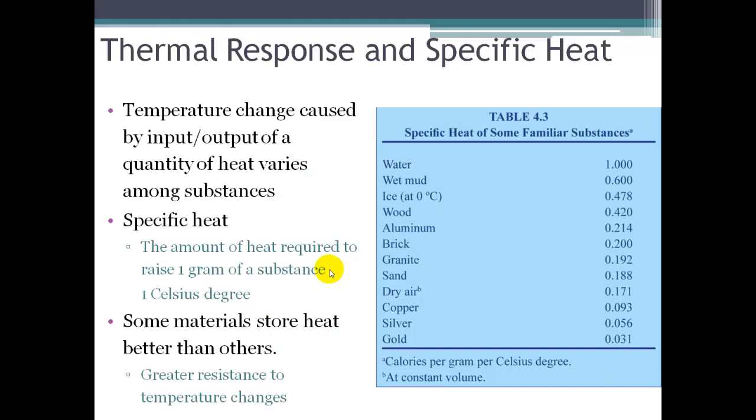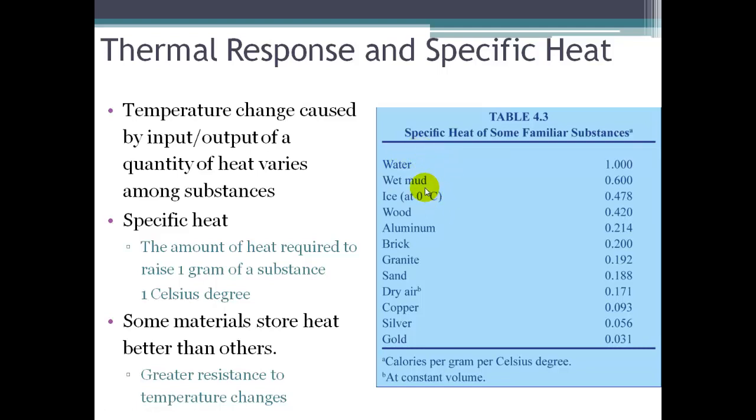The specific heat of an object is the amount of heat required to raise 1 gram of a substance by 1 Celsius degree. So for example, water has a specific heat of 1, and you can see different materials have different specific heat values. Going down to copper and silver and gold, things that are good conductors, they have low specific heat, which means that they respond very quickly to changes in temperature. Whereas something with a higher specific heat is going to be more resistant to temperature changes.